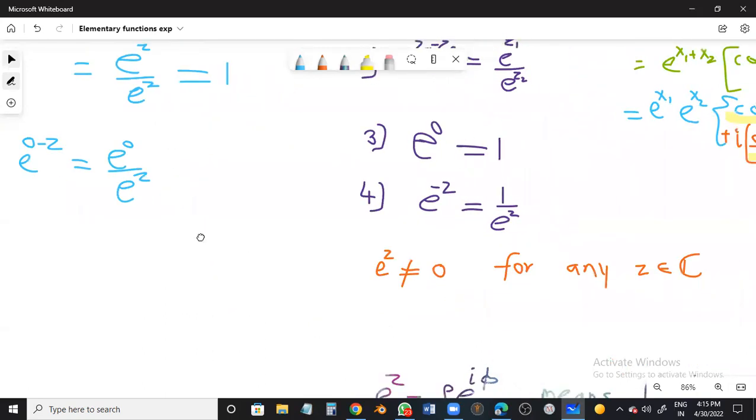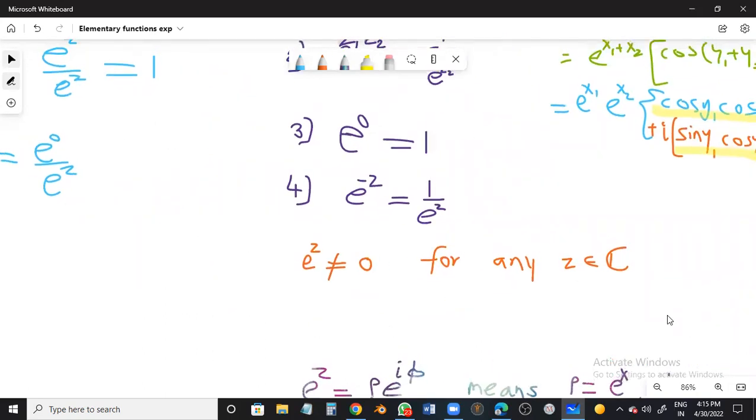Now the very important thing for us is e raised to z is never 0. e raised to z is never 0. So whatever complex number z you take, e raised to z is never 0. As we have seen in case of real numbers, e raised to x is never 0. Same way, e raised to z is never 0.